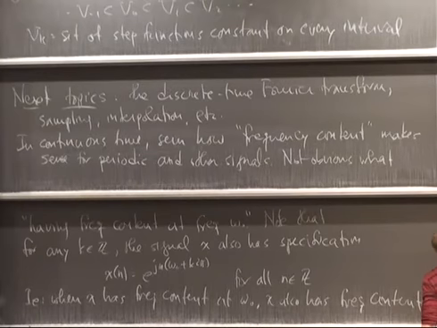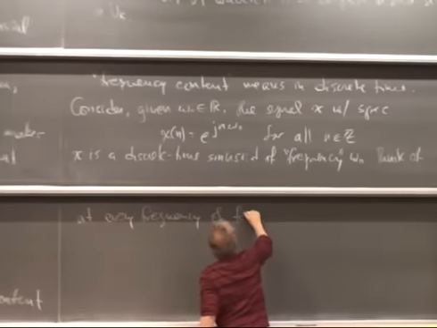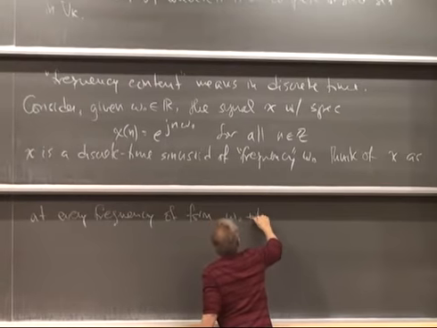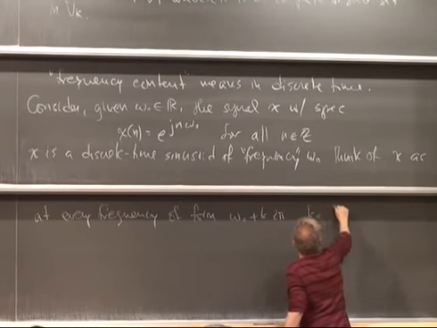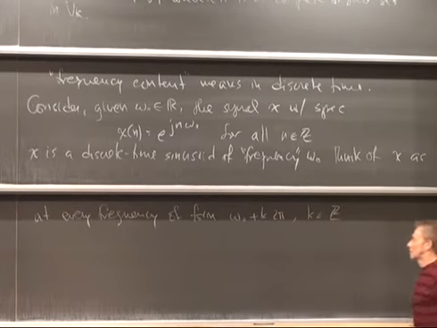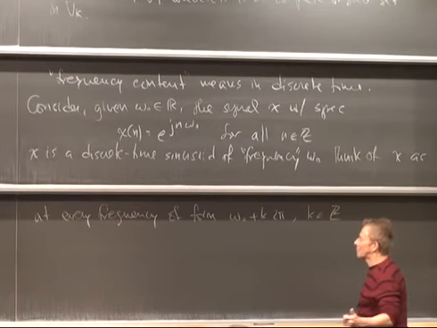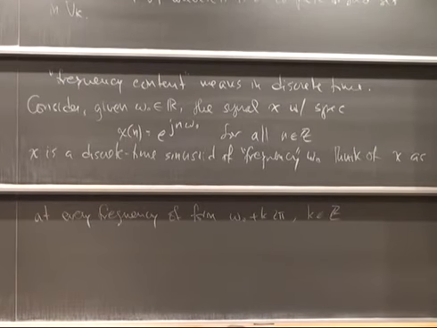At every frequency of the form omega 0 plus k times 2 pi for k in the integers. So pure discrete time sinusoids, if they have frequency content at some frequency, they have frequency content at every frequency you get by shifting that original frequency by an integer multiple of 2 pi.